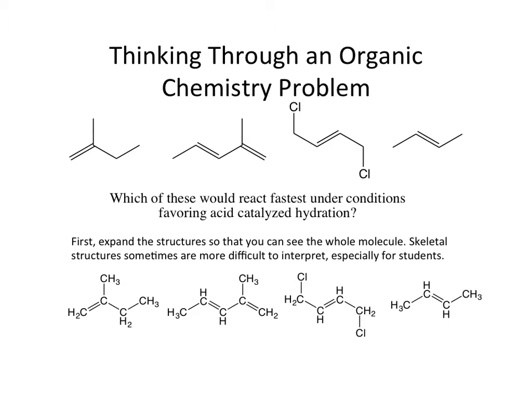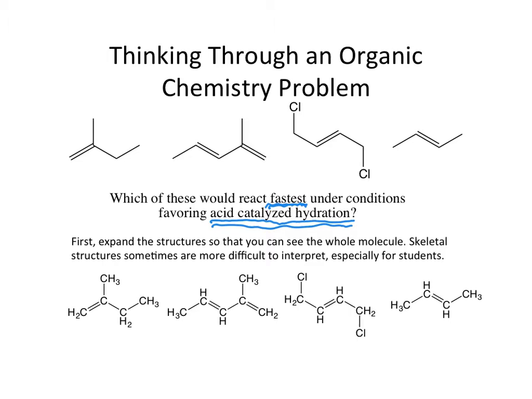So 2-methyl-1-butene, 2-methyl-1,3-pentadiene. Let's see. 1,4-dichloro-2-butene, and 2-butene. Okay, so those were our starting materials. And the question seemed to be straightforward, right? Which of these would react fastest under conditions favoring acid catalyzed hydration? And that's all that was given.